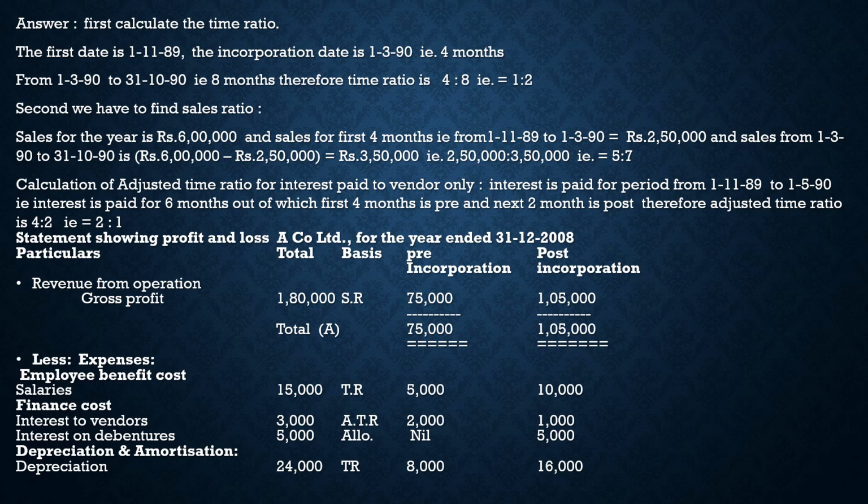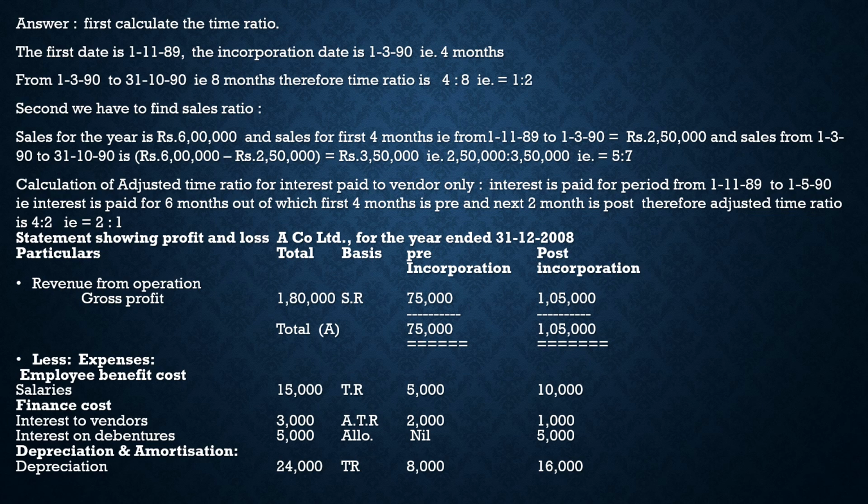Now you're going to calculate the adjusted time ratio. Adjusted time ratio will be for 6 months. As I told you in the previous slide, it is paid for a 6 months period, from 1st November till the purchase consideration settled date, that is 1st May. How many months are there? November, December, January, February, March, April. We will not take May because it is 1st May. So it is paid for 6 months. Out of 6 months, 4 months is for the pre-incorporation period. The remaining 2 months is for the post-incorporation period. Therefore, the adjusted time ratio will be 2:1. Was it clear? Now we'll do the answer.